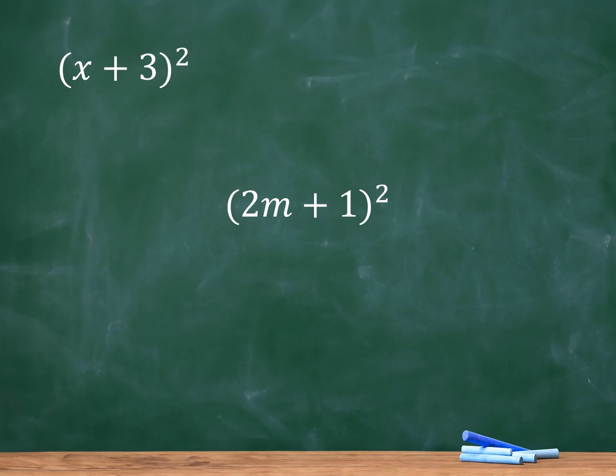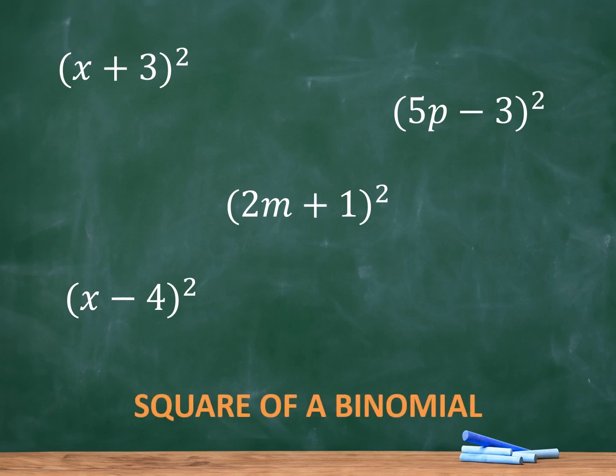In algebra, we often encounter expressions like x plus 3 squared, 2m plus 1 squared, 5p minus 3 squared, or x minus 4 squared. Now, these are expressions that can actually be solved using long multiplication, but that's gonna take us some time. So this is where special product patterns come into play. To solve the expressions that you can see on the screen faster and more accurately, we will use a special product pattern called square of a binomial. Let's see how this would work out.